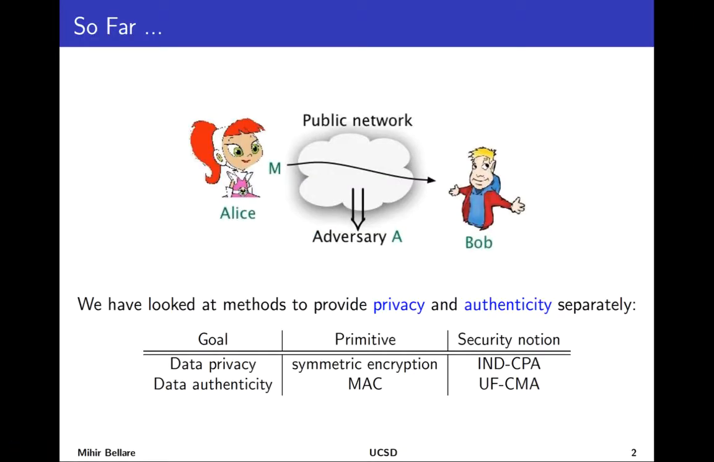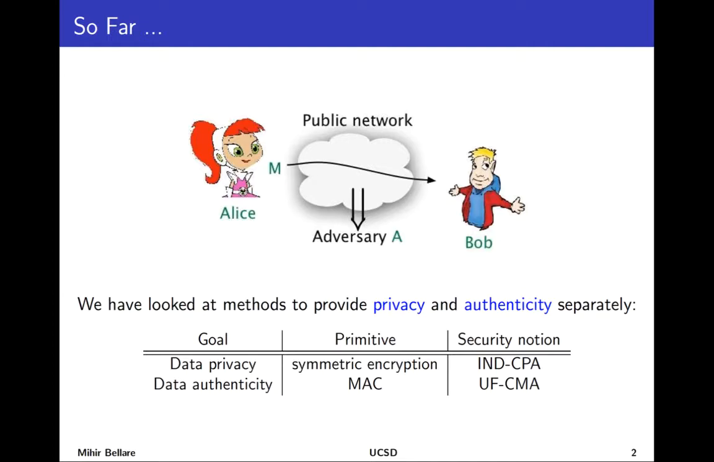So to back up a bit, recall we are trying to allow Alice and Bob to communicate securely over an insecure medium. The adversary is both seeing their communications and able to modify them. And we identified two central goals. One is privacy for the communicated information. And we studied that extensively. We gave a primitive that provides this type of data privacy, and we called it symmetric encryption.